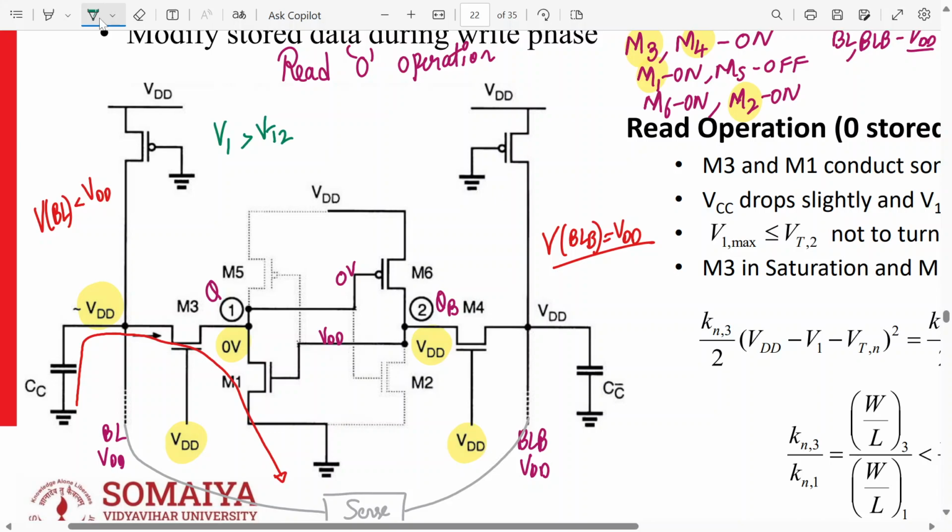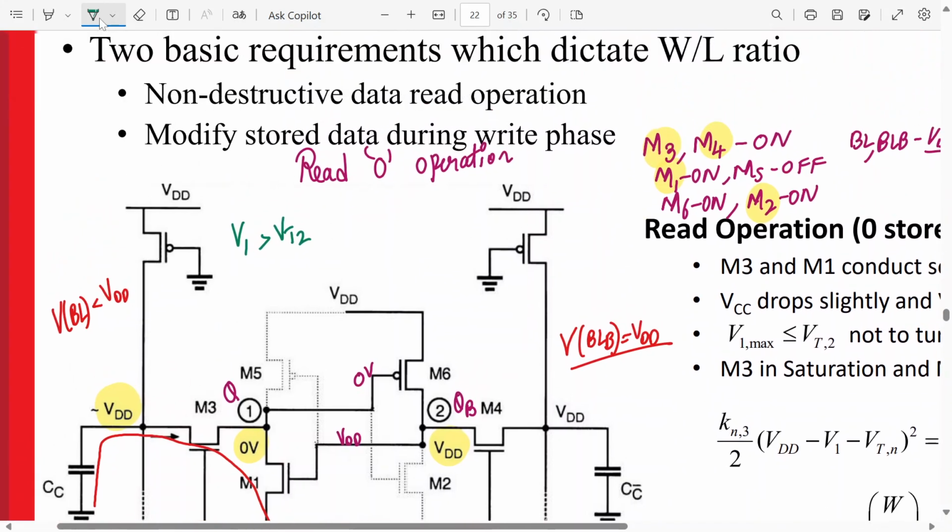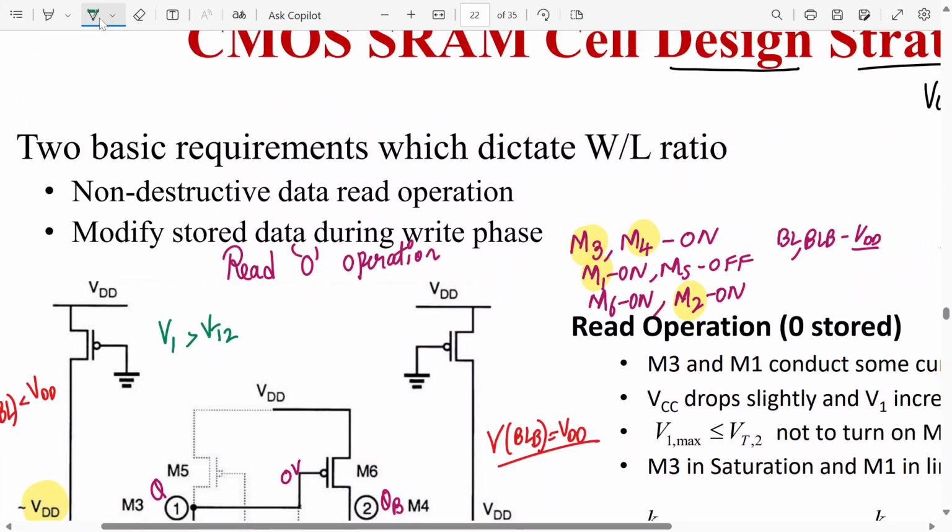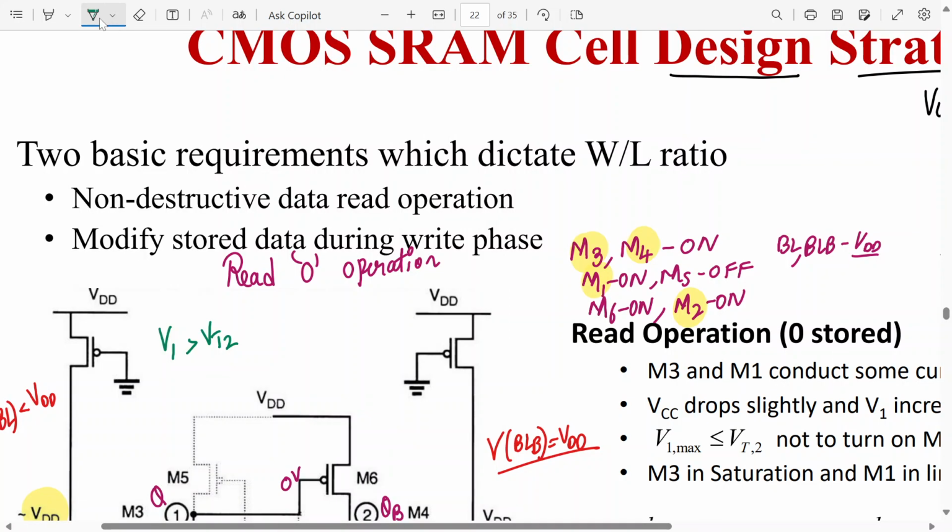So if M2 turns on, then the output will be 0. It will be a wrong logic. Yes or no? So that will lead to incorrect operation. This is called destructive read. The data has been read, but it's destructive. Data read operation should not destroy the stored information. Yes or no? So this is called destructive data read operation.